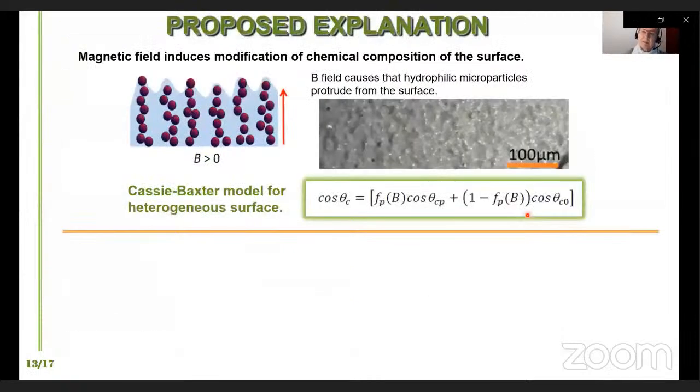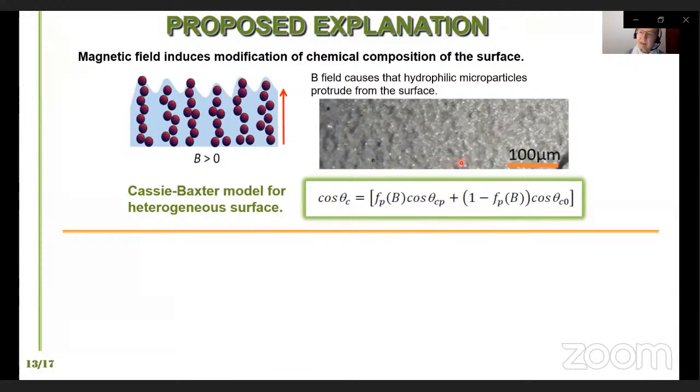And so we were a bit puzzled for some time with this effect, but finally, with precise inspection of the sample surface under the microscope, we could get an idea what the reason is, namely that when a magnetic field is applied, the carbonyl iron particles actually protrude to the surface. And this causes chemical modification of the surface.